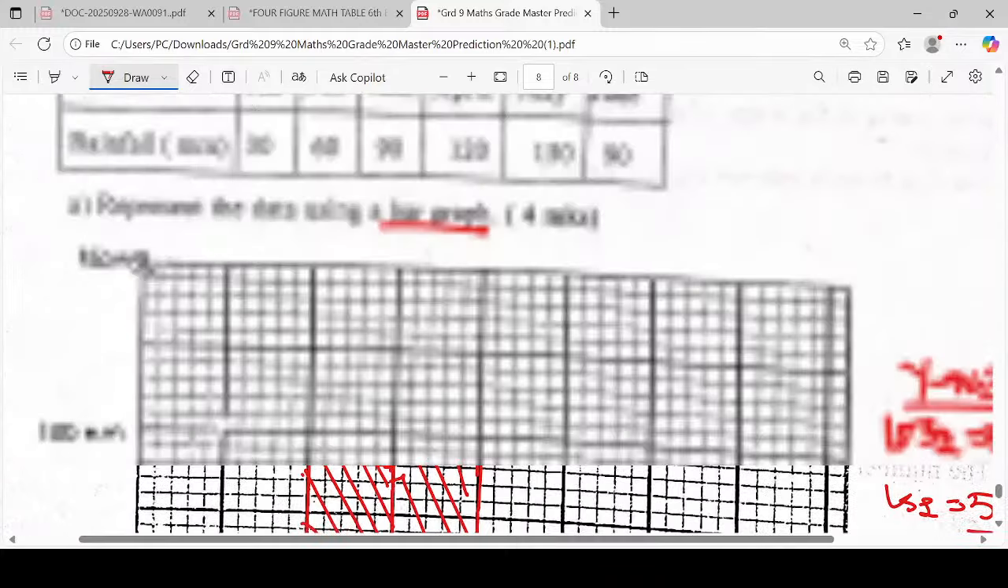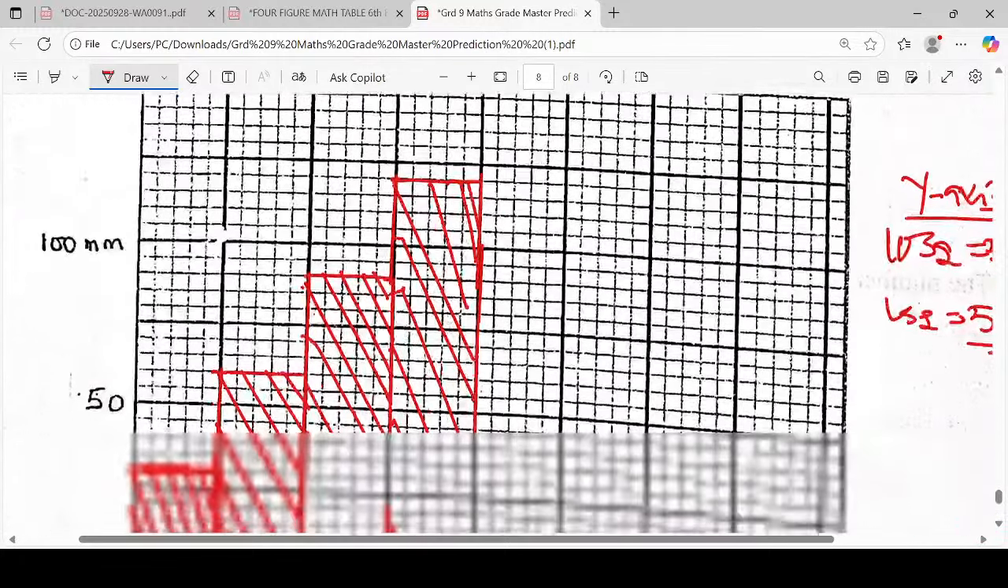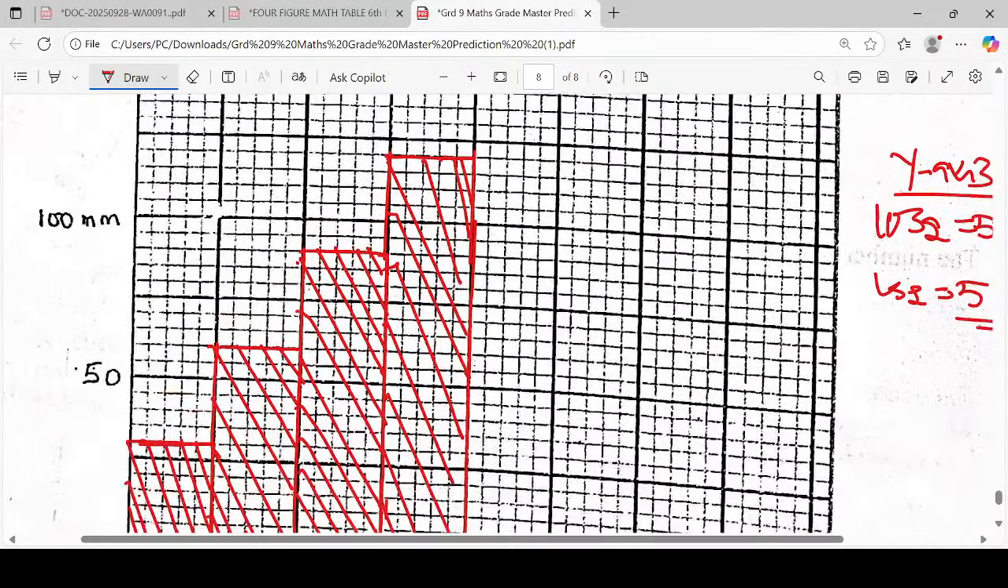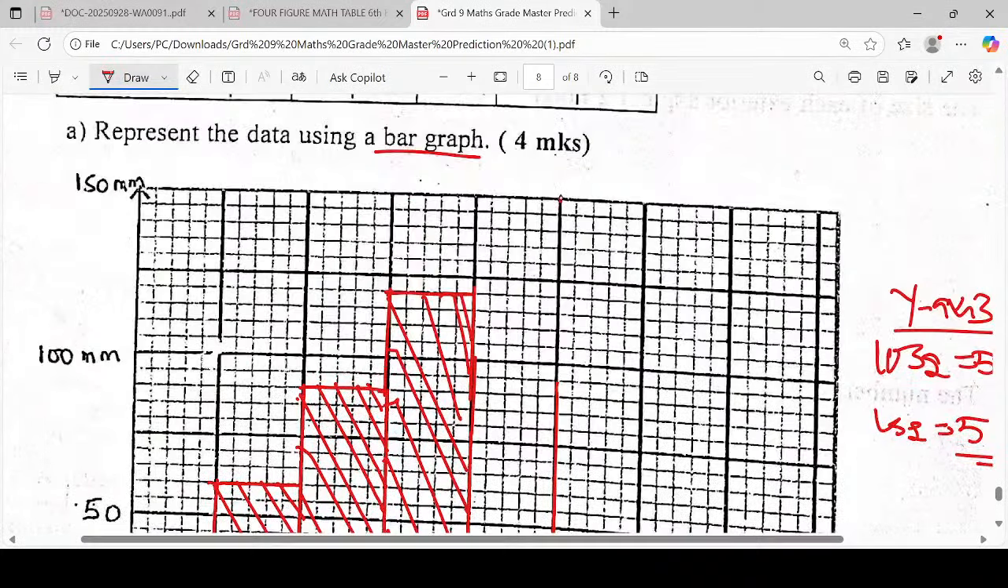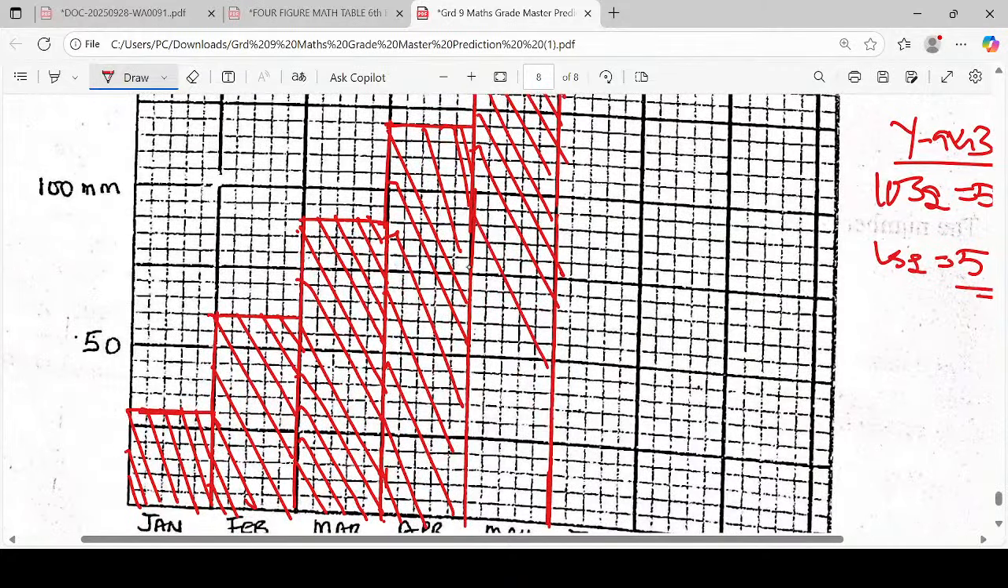May, what do we have in May? 150. So May we have it full at 150. You can see in May we have it at 150 there. So this is for May. It is there at 150.